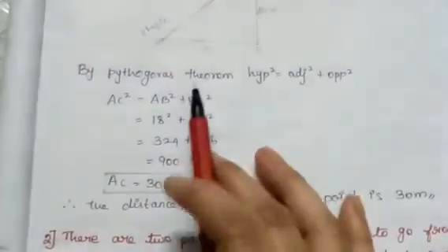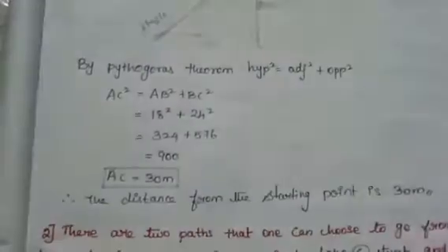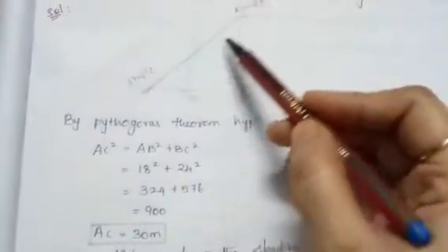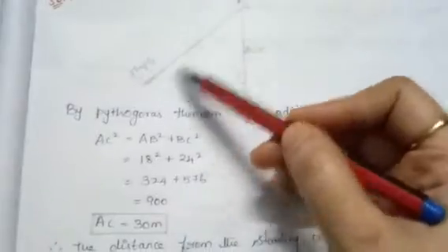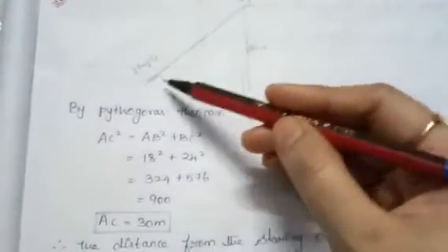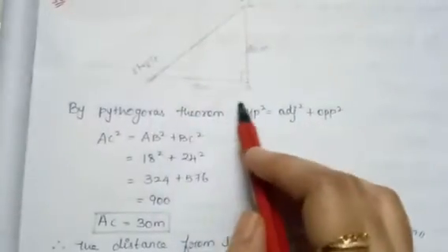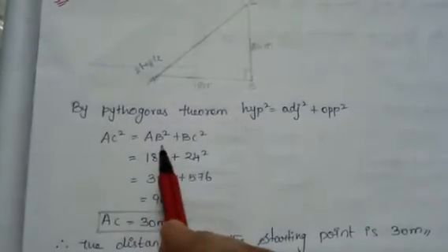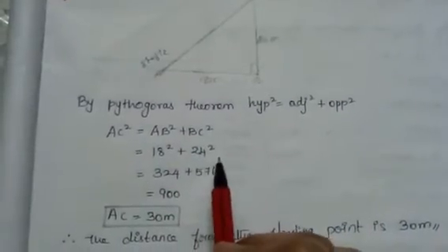Now let us start here with Pythagoras theorem. Already we know Pythagoras theorem: hypotenuse square is equal to adjacent square plus opposite square. The hypotenuse is nothing but the longest side of the triangle. This is the largest side. So AC square is equal to adjacent square plus opposite square, AB square plus BC square. So AC square is equal to AB square, whose value is 18 square, plus BC square, which is 24 square.